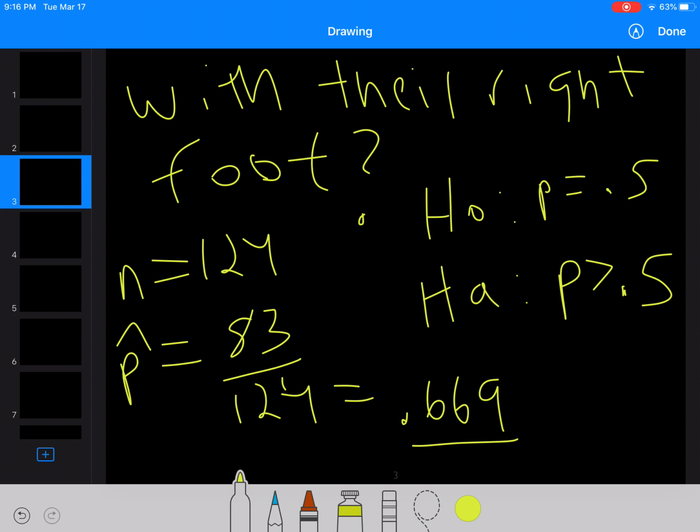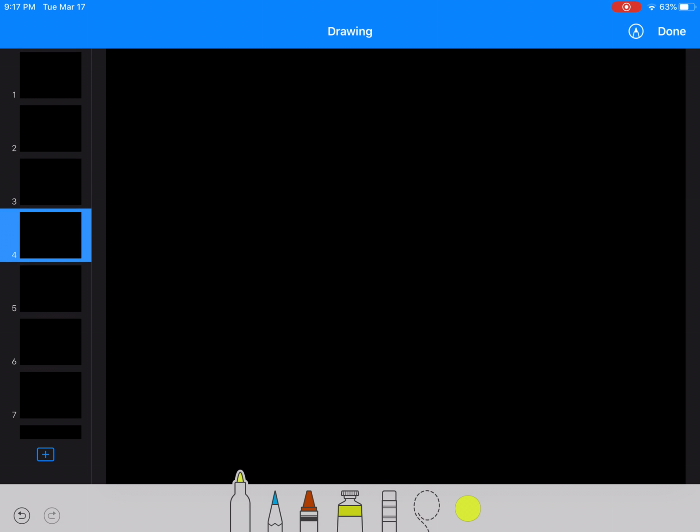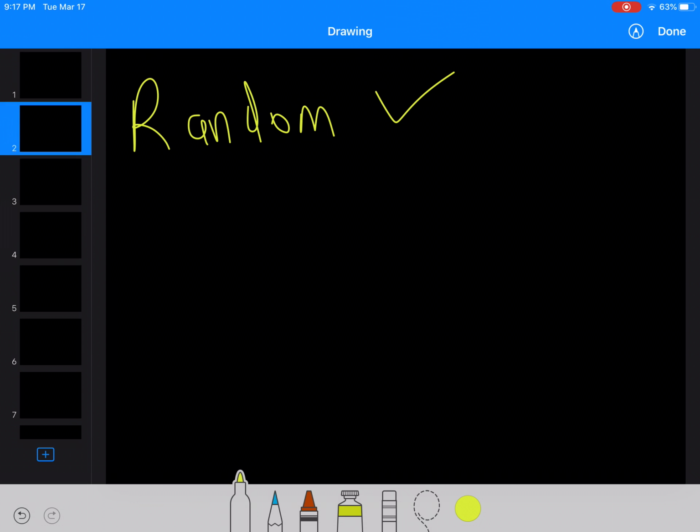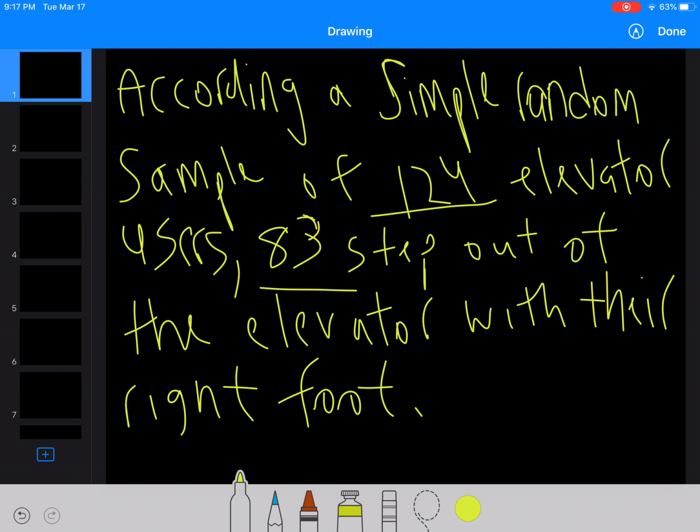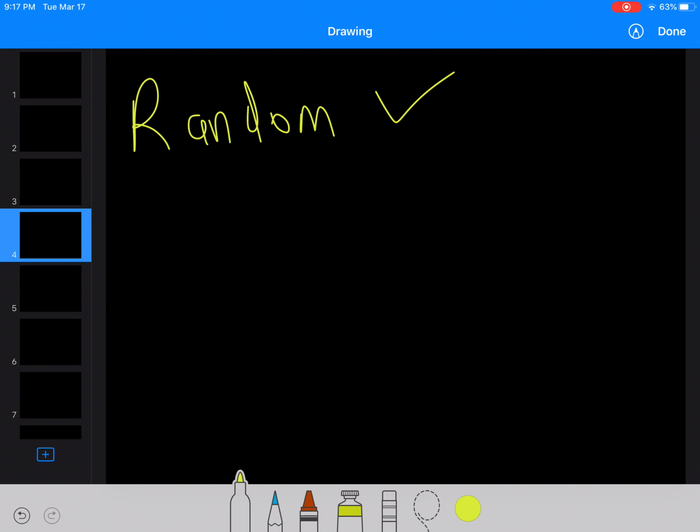So before we can do this significance test, we need to check those three criteria to see if we can run this test or not. So let's remember what those were. One was the random sample. Is the problem random? Yeah, it checks out that it's random because in this situation, a random sample was picked. The 10% criteria. The 124 elevator users is definitely smaller than 10% of all elevator users.